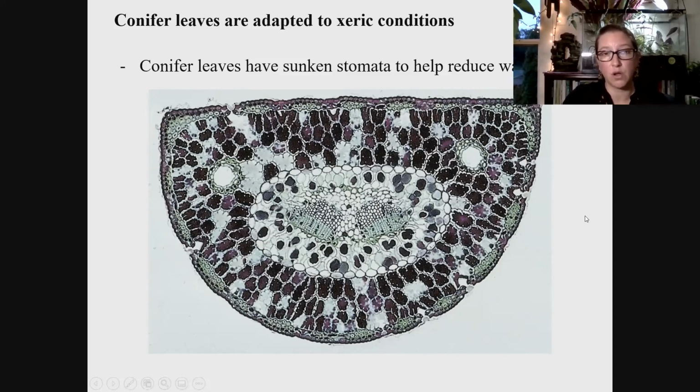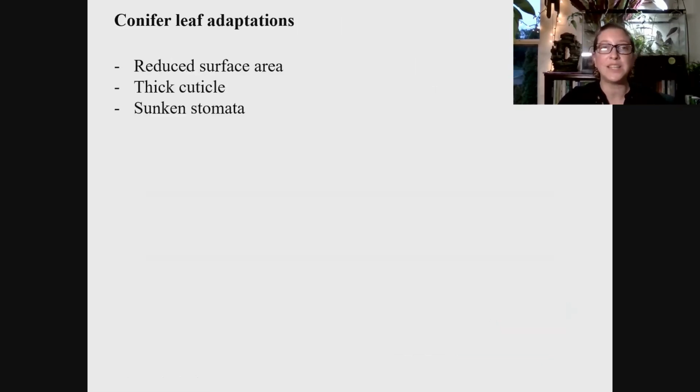So here's a cross section through a conifer leaf. And these circles are showing you stomata that are sunken. So for example, this is one here. So they're sunken into the tissue of the leaf, which makes them less exposed to air, which makes them lose water vapor less. In addition to the sunken stomata, conifer leaves also have a thick cuticle, which we learned about in the leaf lab, and that overall reduced surface area, because like a needle has a lot less surface area than like a broad leaf, right?